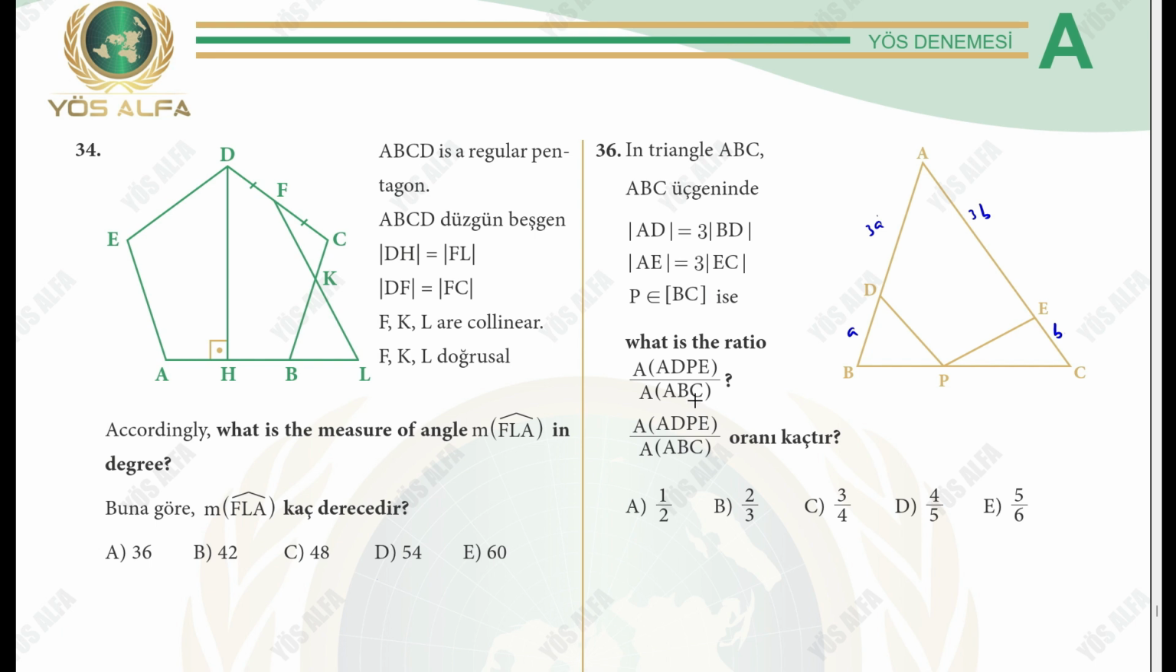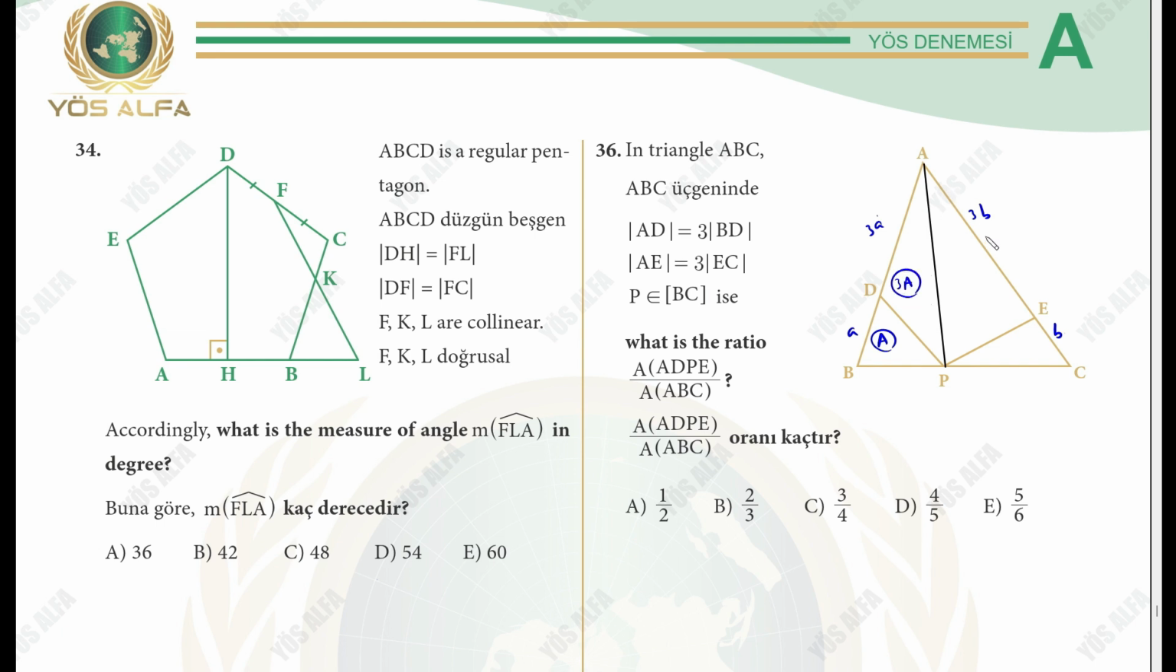So let's construct a line from A to P. Now we have 4 triangles. There are 2 on the right hand side, there are 2 on the left hand side. And the triangles ADP and BDP have a common height here. If they have the common height, then we can write down their area ratio as the ratio of their bases. So if this is A, then the area of ADP is 3A.